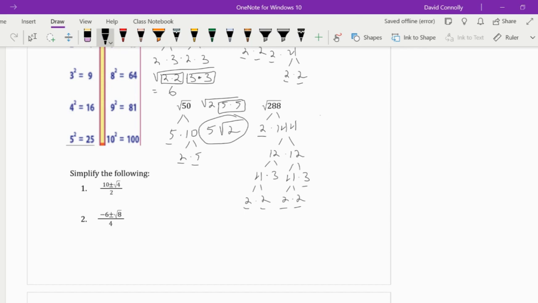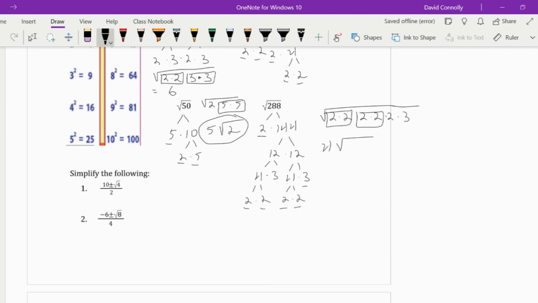So here, this becomes the square root. I have 1, 2, 3, 4, 5 2's. And I have 1, 3. So I'm looking for the pairs. Here's a pair of 2's. Here's another pair of 2's. So this time, I have 2 pairs of 2's. Those are going to go on the outside. I'm going to multiply them together and get 4.